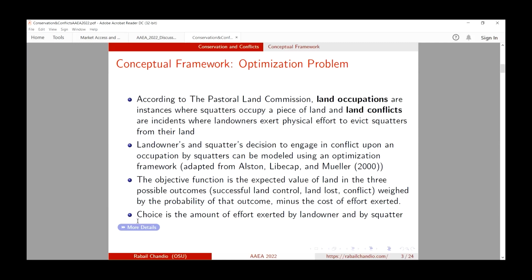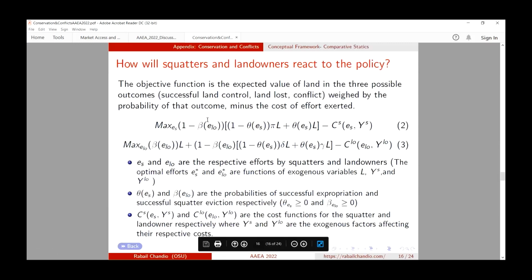The objective function considers the expected value of 3 possible outcomes. One outcome is that the landowner gets control of the land. The second outcome is that the squatter gets control of the land. The third outcome is that there's a perpetual conflict and both parties are continually fighting over the land. The returns from the outcomes are weighed by the probability of each outcome, and the choice each person faces is the amount of effort exerted to gain control of the land.